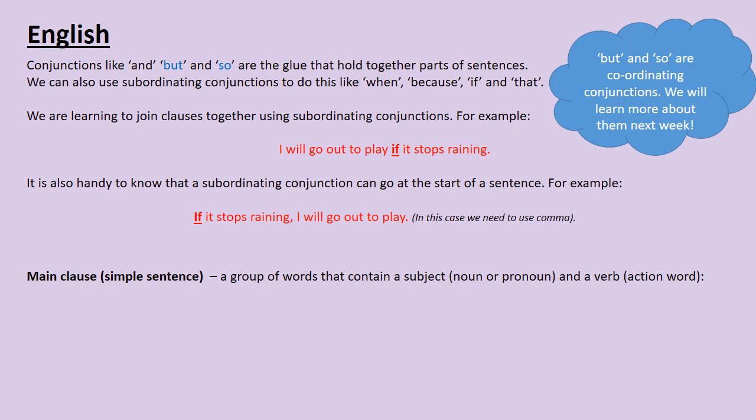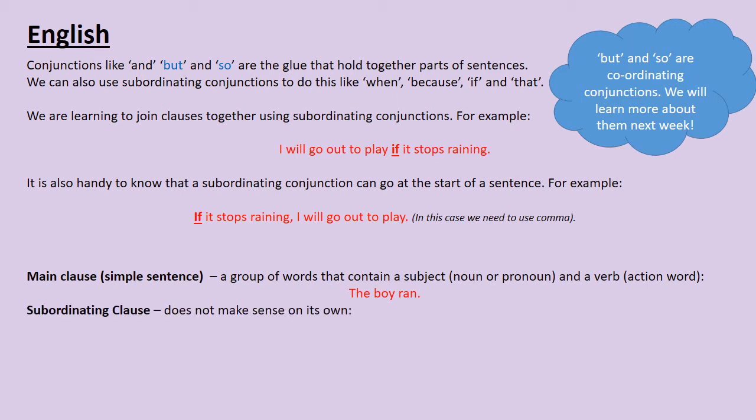It's a little bit of terminology we need to remember here. A sentence is always made up with a main clause, the simple part of a sentence. The main clause is a group of words that contain a subject, so either a noun, which is the name of something, or a pronoun, and a verb, which is an action or a doing word. So for example, the boy ran. That is a simple sentence. Boy is the noun, ran is the action word, which is the verb.